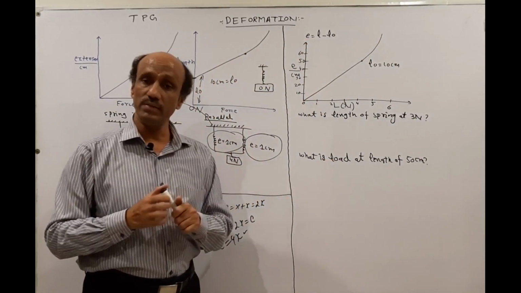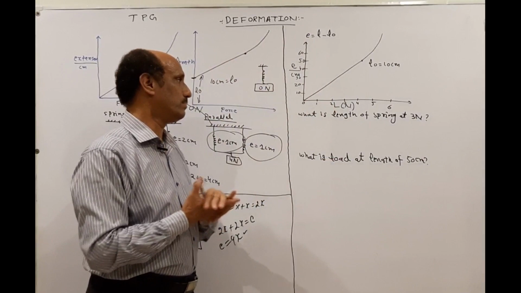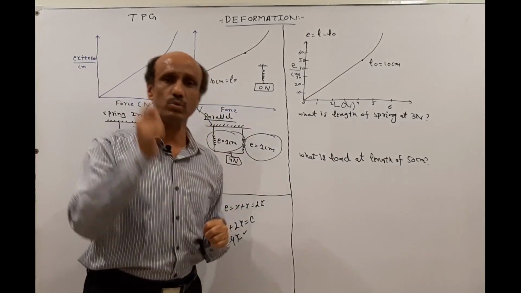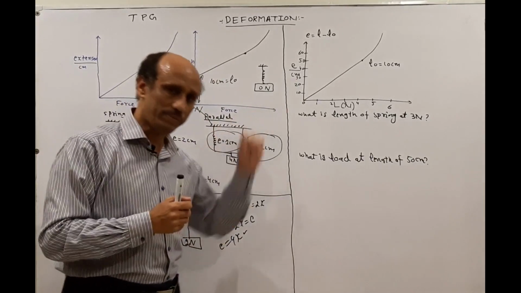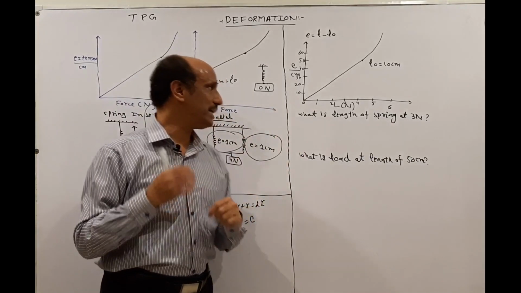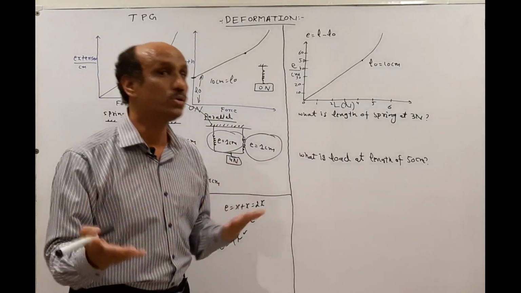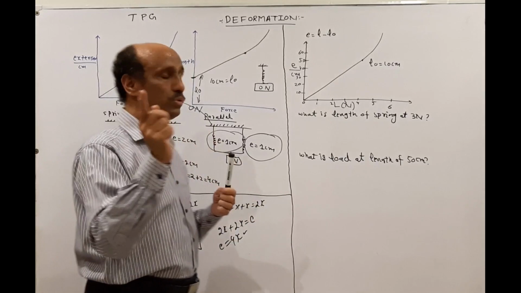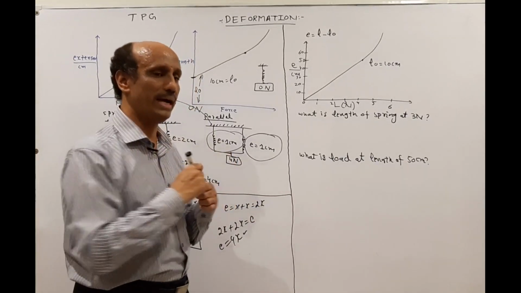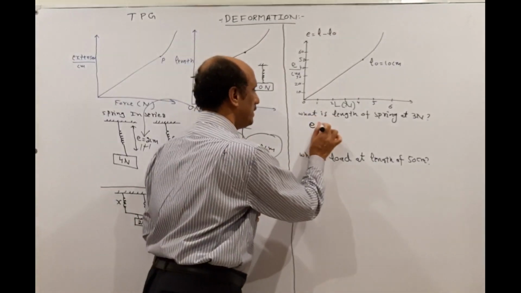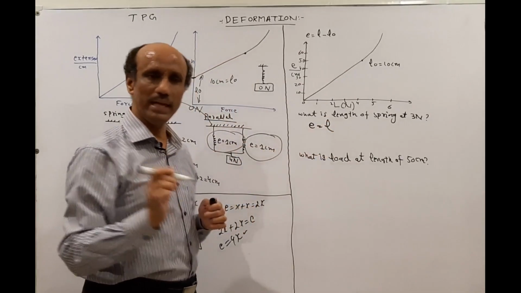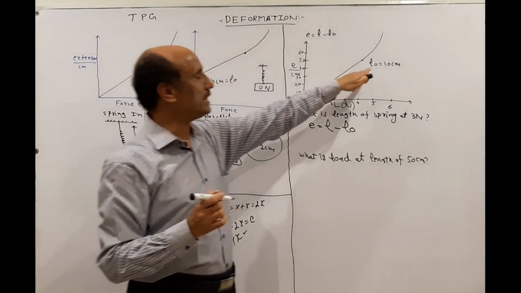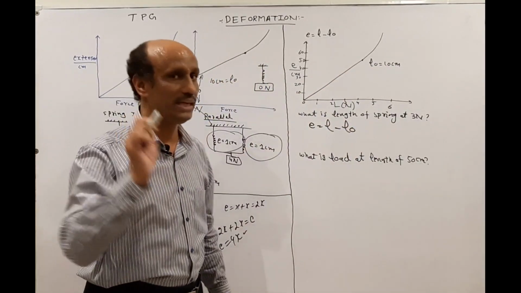this graph is given between the extension and the load. Now the first question which is given is, what is the length of the spring at 3 Newton? The graph is given in extension and load, but he is asking about the length. So what to do? A very simple thing you have to do. First of all, you have to keep the formula in your mind, which is extension equal to stretched length minus unstretched length.